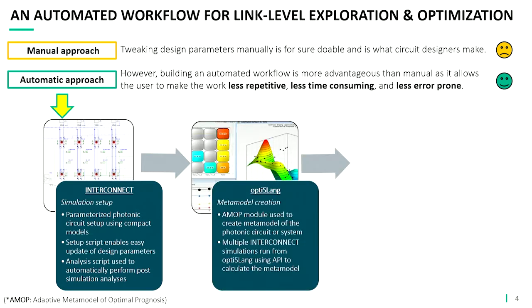Once you have your circuit prepared, you go to optiSLang, and this will be your cockpit for both the exploration and the optimization. The first thing you do is you create a metamodel or a reduced order model for your circuit. And to do this, optiSLang can automatically launch multiple INTERCONNECT simulations, adaptively changing the different parameter values. And what it does is it links the relationship between your input design parameters and your output. In the end, it gives you a reduced order model for your circuit.